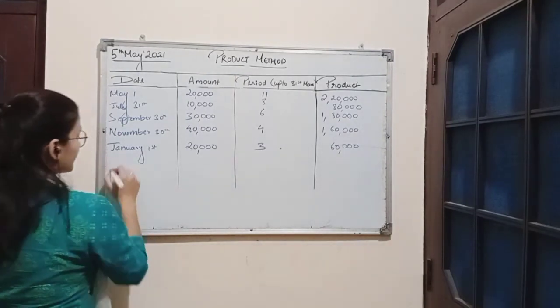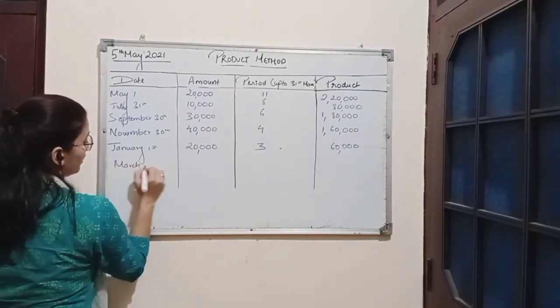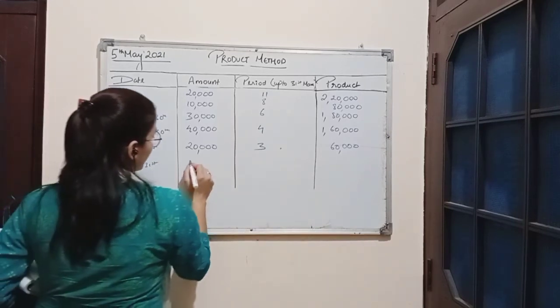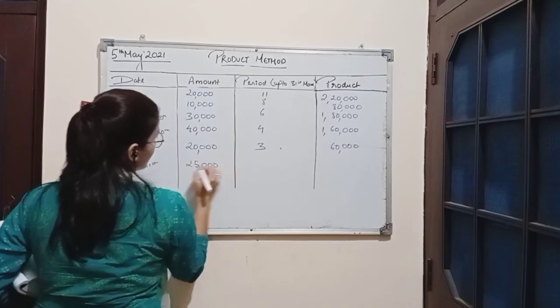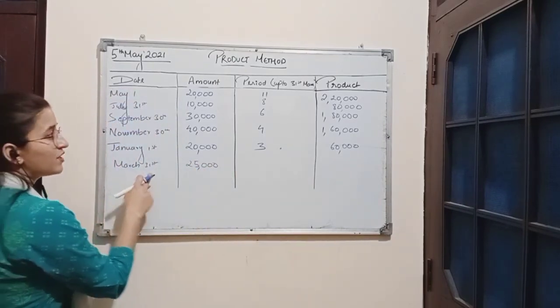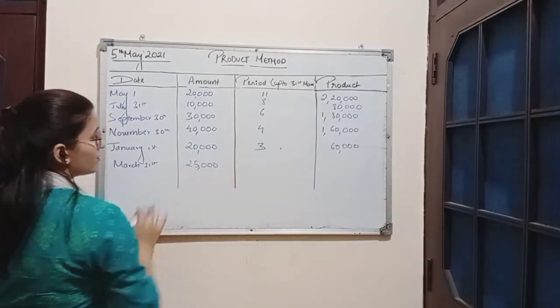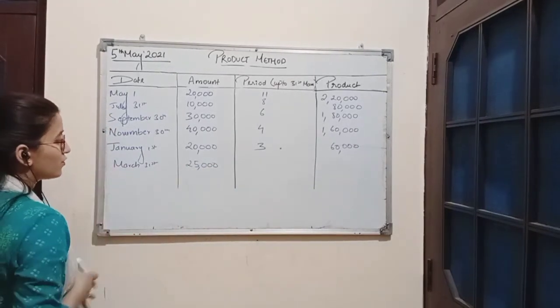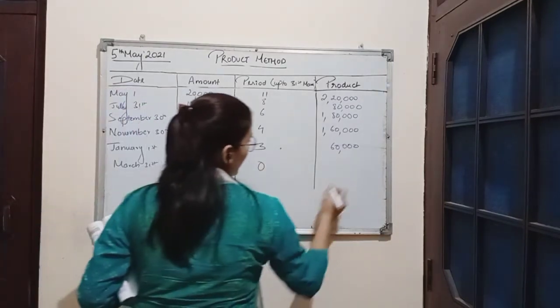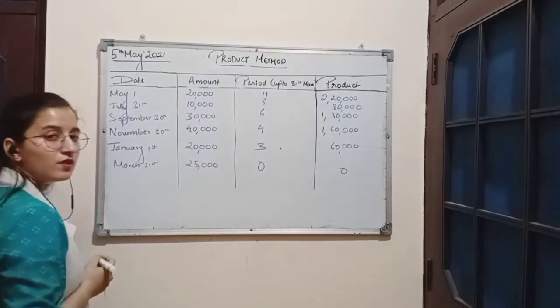Next is, she has withdrawn the amount on 31st March, amount is rupees 25,000. So as she has withdrawn the amount on 31st March, no interest on drawings will be charged to Charu. That means period is 0 and the product will also be 0.